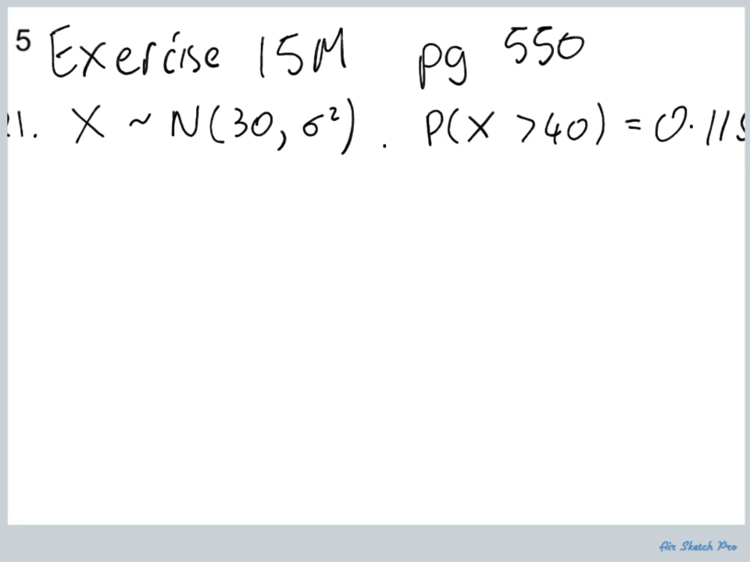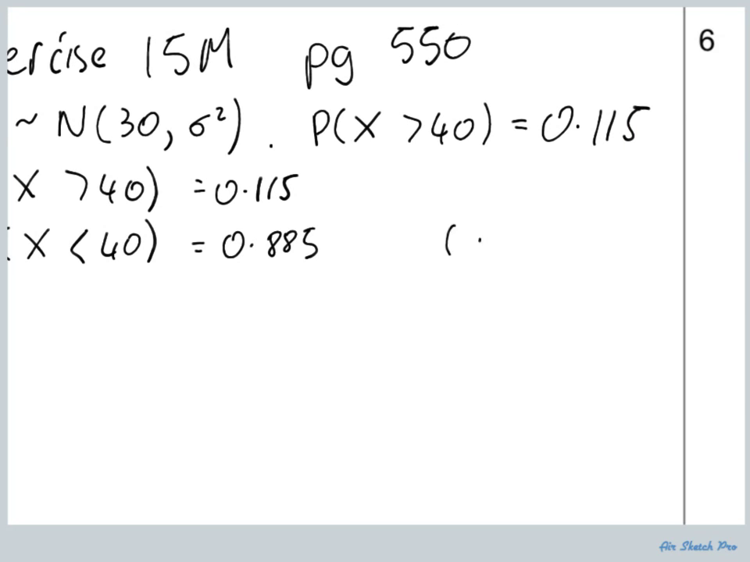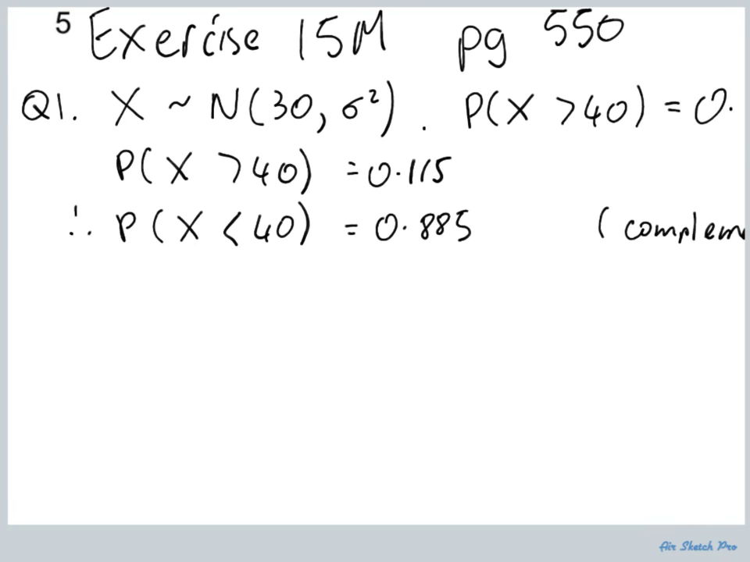A bit of preparatory work first. The probability that X is greater than 40 we can't deal with, as you know, but we do know that the probability of X less than 40 must be 1 minus 0.115, so it's 0.885. That's the complement. Alrighty, so now we are going to standardize our normal distribution.